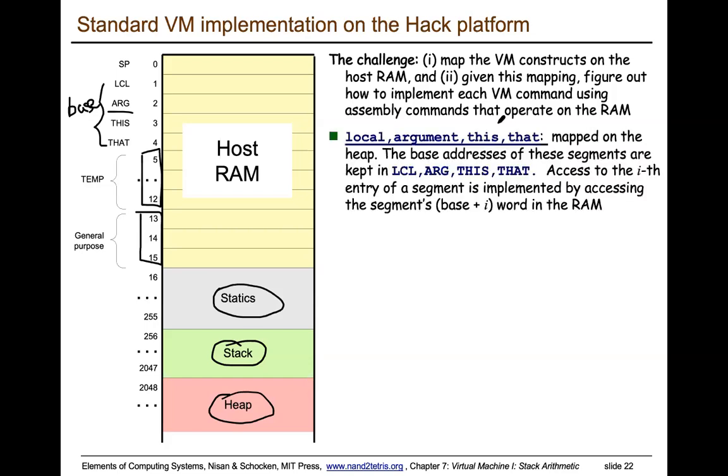So first, for the local argument, this Z is mapped on the heap. So these things will map to here, the heap. And how we organize that is the base address is actually the address for the first variable. So this is the base. And then if you want to access, for example, the second entry, then you need to use the base address plus 2. You can treat it like an array, right?